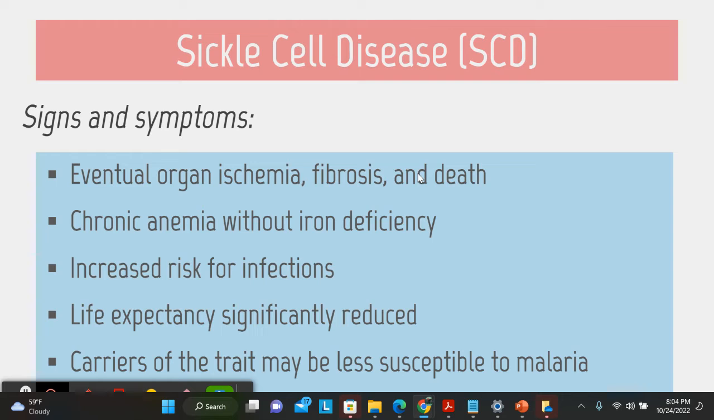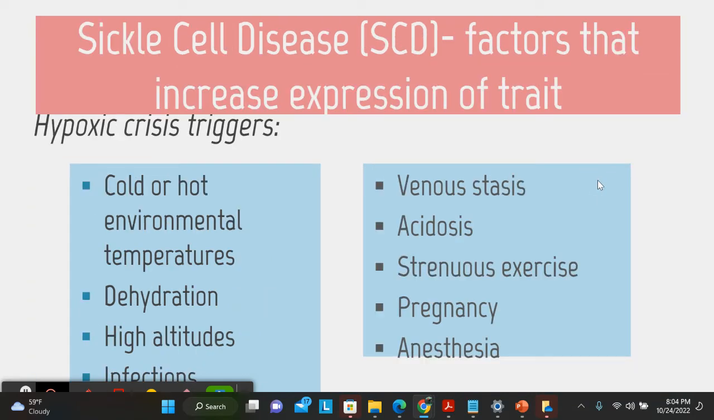Carriers of the trait, and this is where it's sort of like an evolutionary advantage to have the sickle cell trait, are usually less susceptible to malaria. And so, that's why the gene persisted. You would think that people with sickle cell trait or disease might limit their childbearing, but if you live longer because you don't get malaria, then you're more likely to pass on your genes.